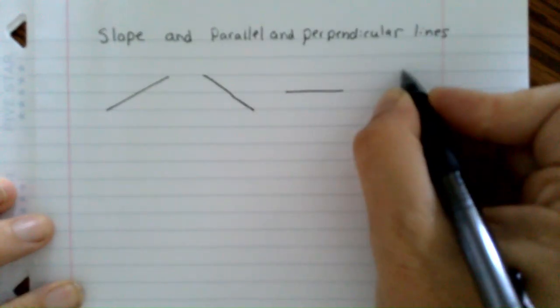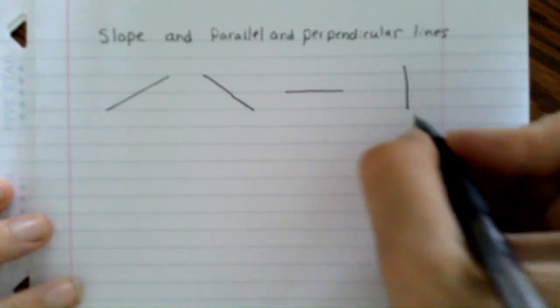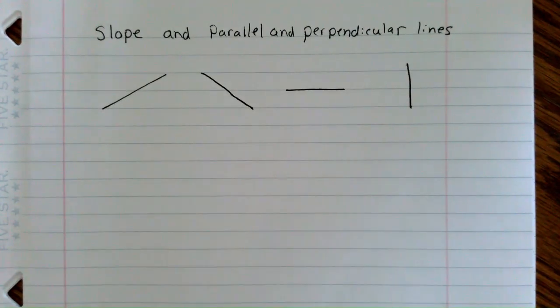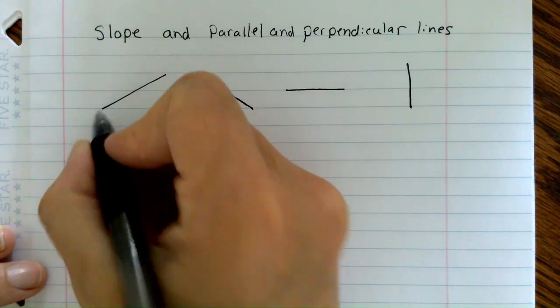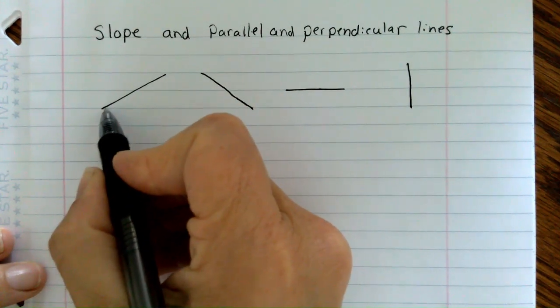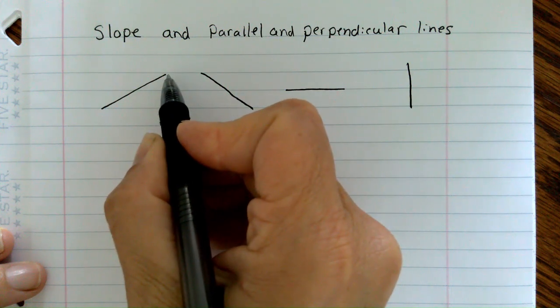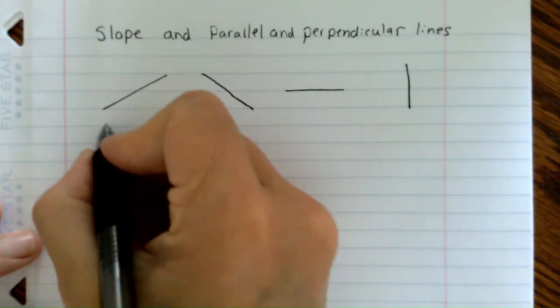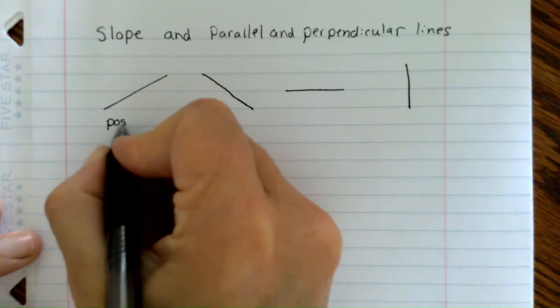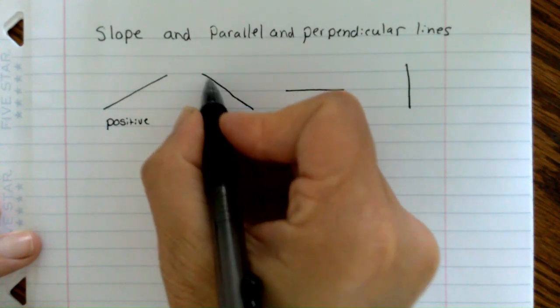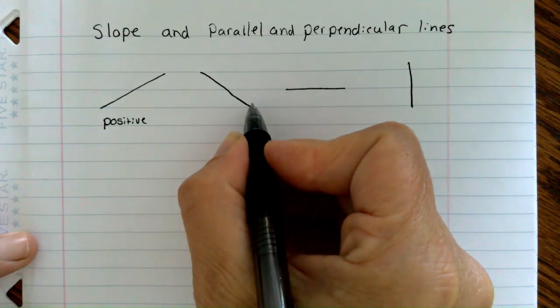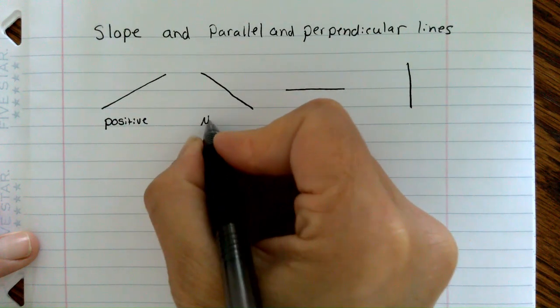Because each of these lines has a slope. Okay? We never use the word no slope. But we read left to right. So if we were to start on the left side of this line and work to the right, we would be going uphill, or up. So this is a positive slope. As we go from the left to the right side of this one, we would be going down. So this is a negative slope.